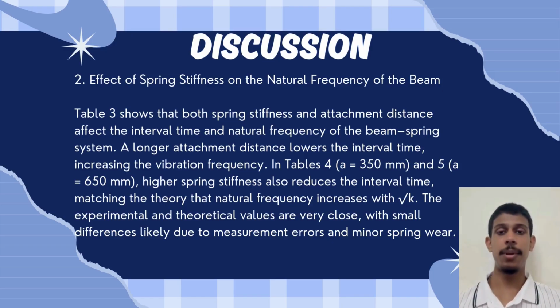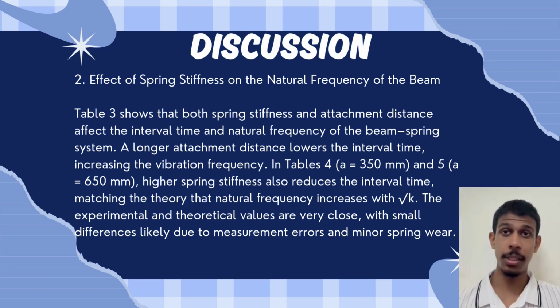This trend is further supported by Table 4, where at an attachment distance of 350 mm, increasing the spring stiffness leads to a reduction in interval time, and the same pattern is observed in Table 5 for 650 mm. These observations are consistent with the theoretical relationship that natural frequency increases with the square root of k. Overall, the experimental and theoretical frequencies align closely, with only minor discrepancies likely due to human measurement errors, slight spring wear, and minor overstressing of the springs during repeated loading.